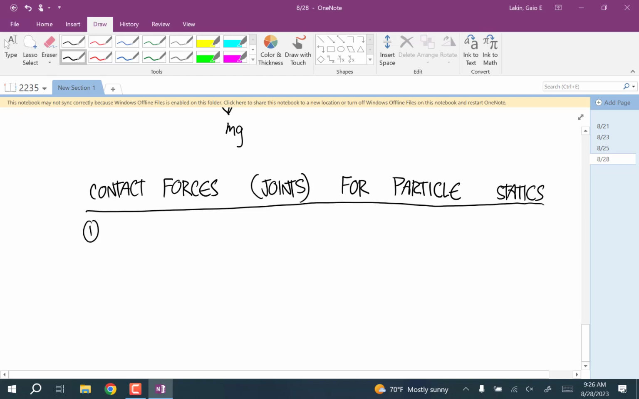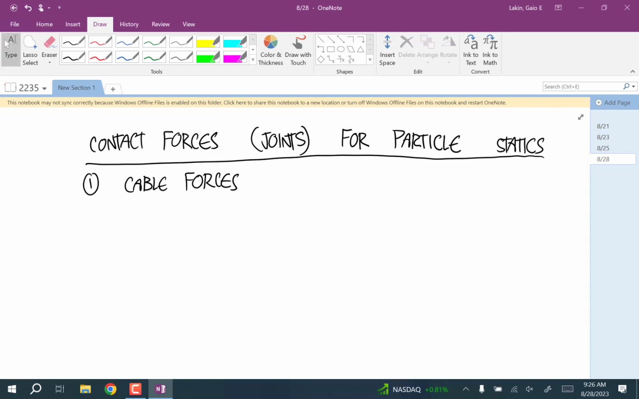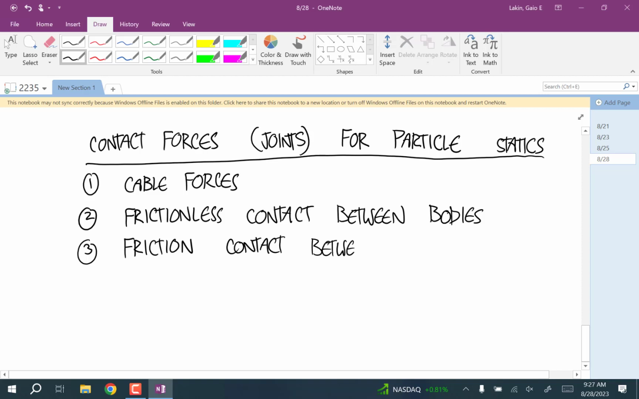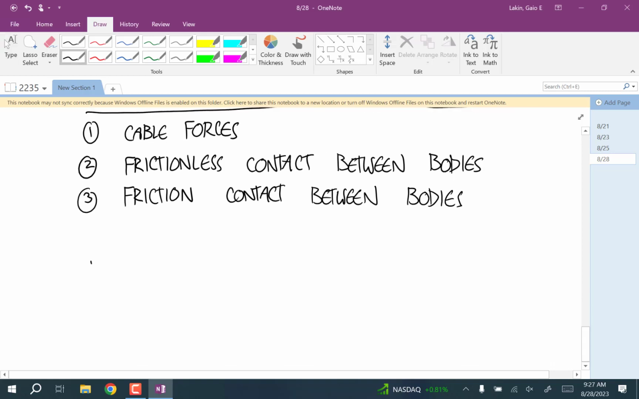But the ones that we're going to deal with here are cable forces. Second, frictionless contact between bodies. And third, friction contact between bodies. That's the one we're going to do a little differently than in physics. Okay, so the first one is cable forces.